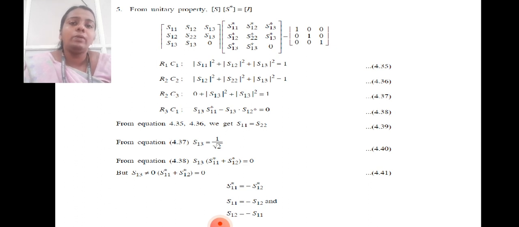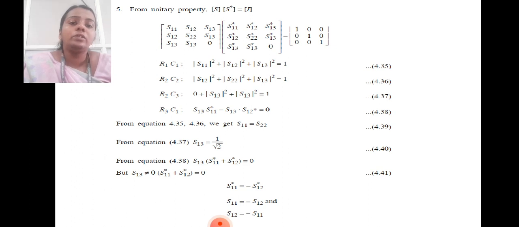So when we are multiplying R1 and C1, we will be getting the equation as modulus of S11 the whole square plus modulus of S12 the whole square plus modulus of S13 the whole square is equal to 1. Similarly, we will be getting the equations for R2C2, R2C3, R3C3 from equations 4.35 to 4.38. Also from equations 4.35 and 4.36, we will be getting S11 is equal to S22. And when we solve equation 4.37, we will be getting S13 is equal to 1 by root 2.